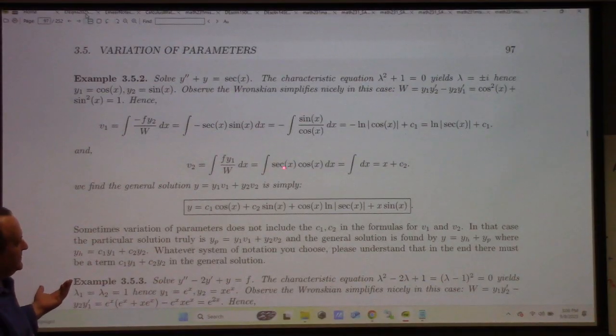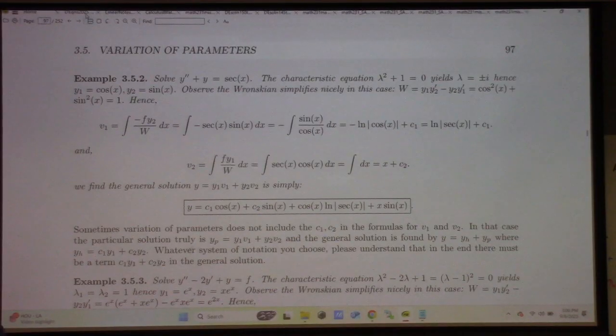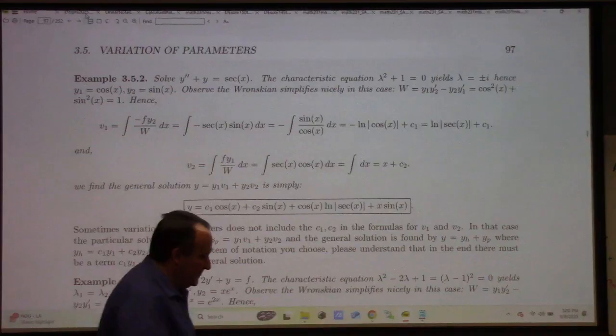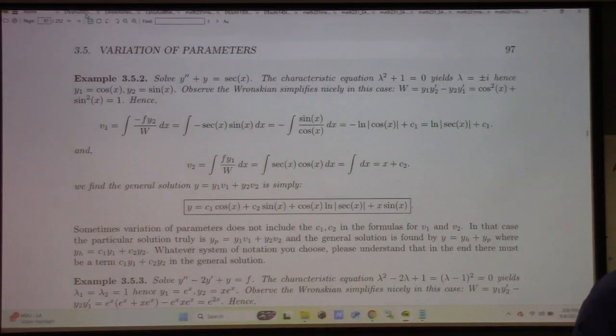But anyway, so this integrates to x. Lo and behold, my V1 is this, and my V2 is that, and you put it together, solution. That's the general solution. So various parameters, totally general, but comes at a cost, integration. All right, so anyway. We will do more of both of these in the days to follow.